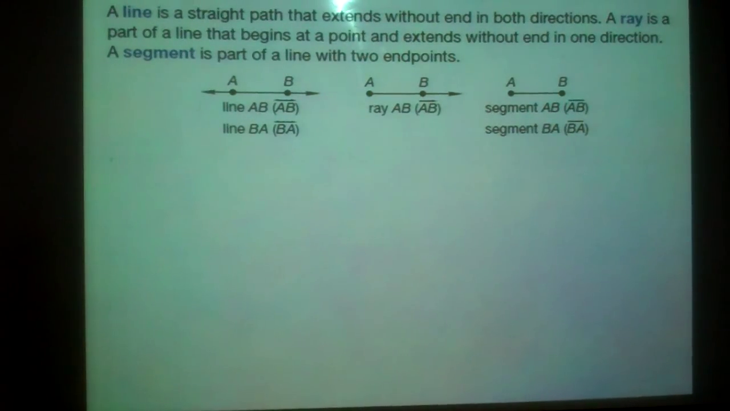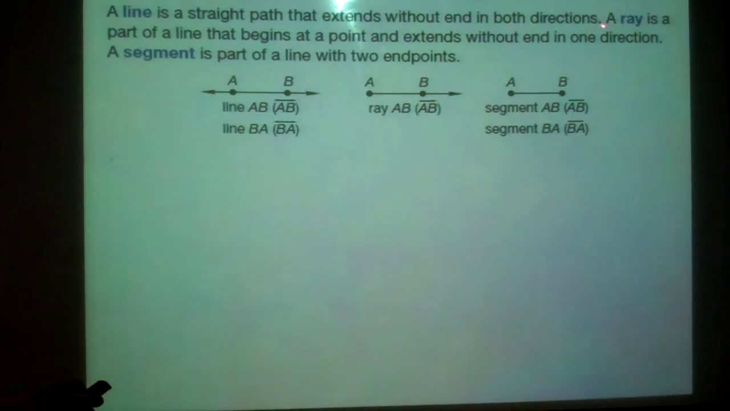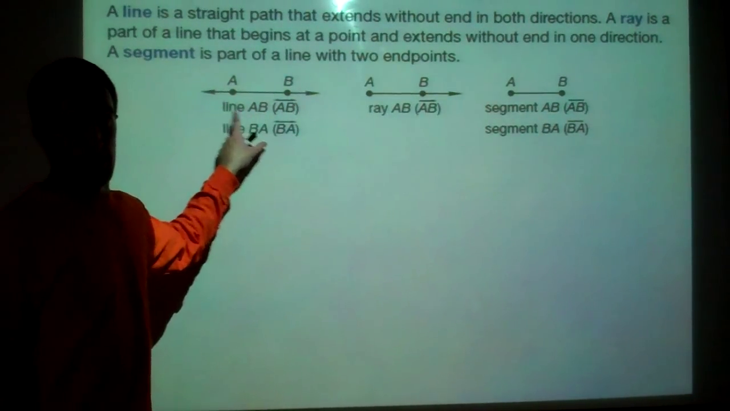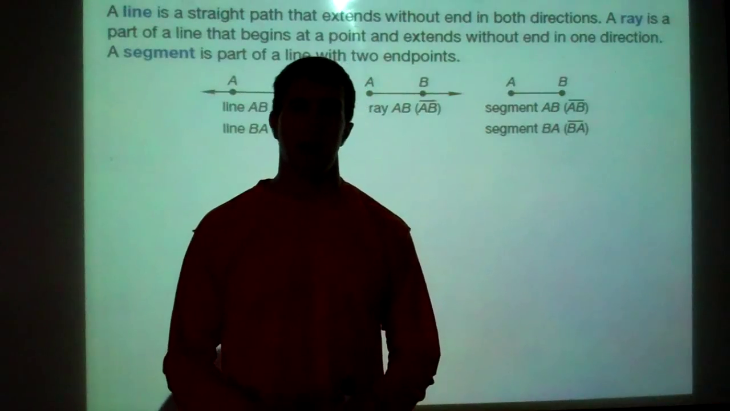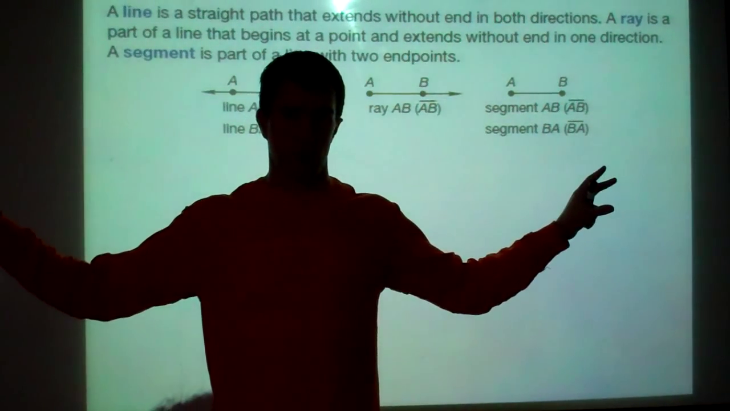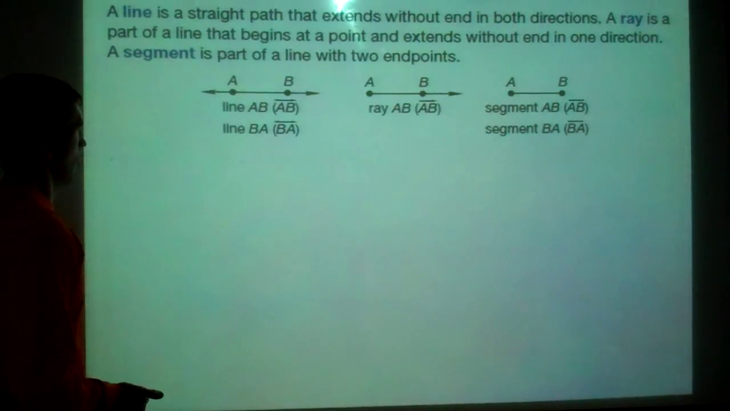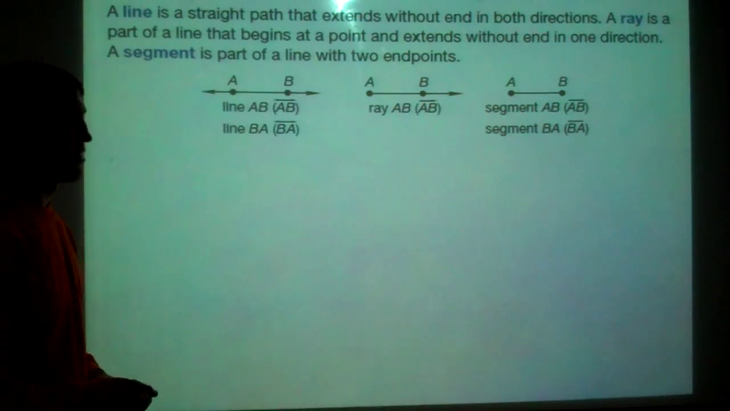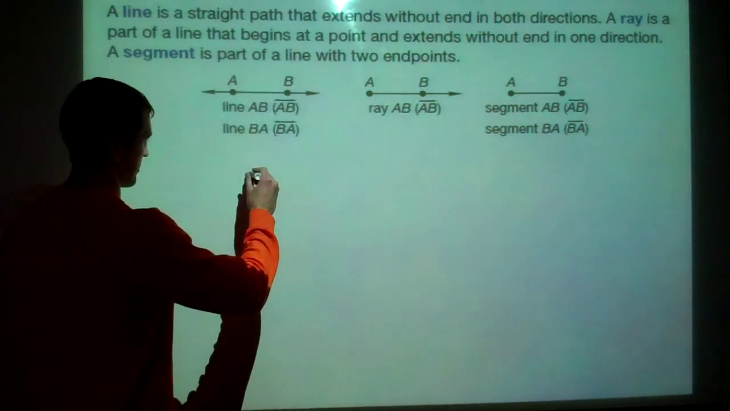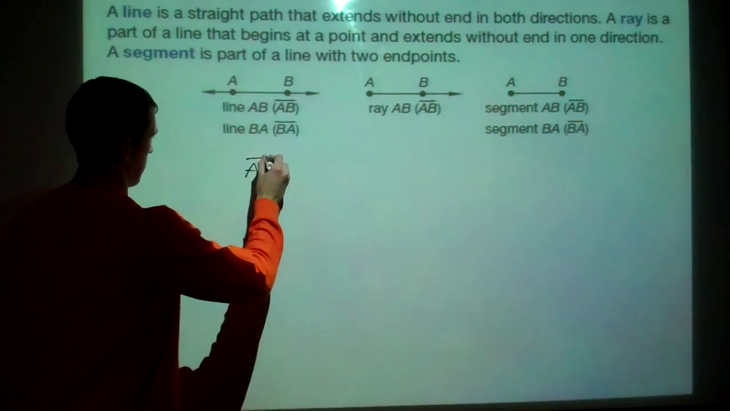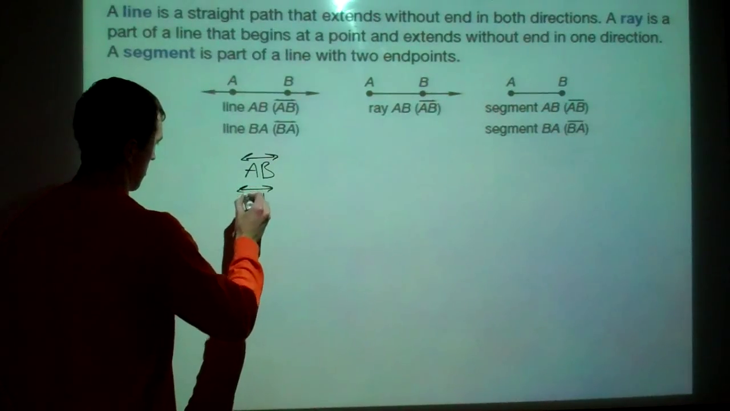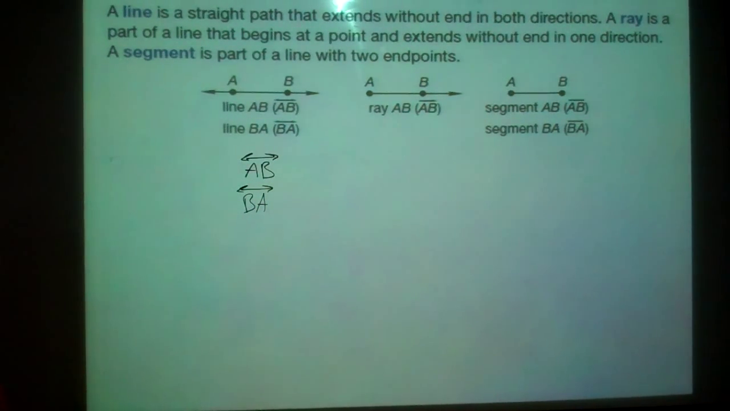Alright, so first thing we need to talk about, a line is a straight path that extends without end in both directions. This is how we would show a line. Notice it's got two arrows on either side of it, and the big important thing about lines is they extend forever in both directions. Okay? So, we could have two different names for this. We could call it line AB or line BA, and if we want to show that with symbols, the same with space, AB or BA. Okay, either one of those would work.